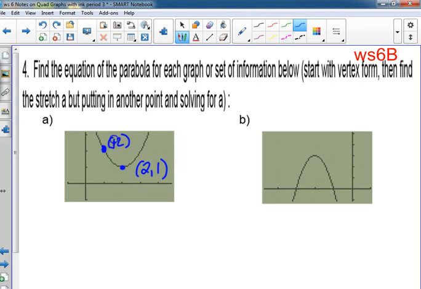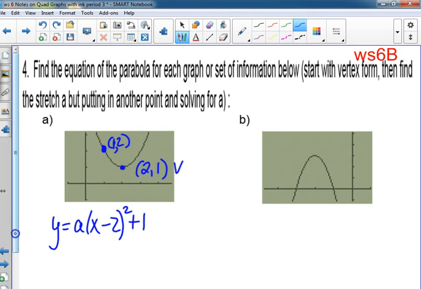Oh my goodness, I didn't write that well. 1, 2, there we go. All right, so can anybody write it with an A in it for the stretch? What would the rest of it look like, since this is the vertex? X minus 2 squared plus 1.